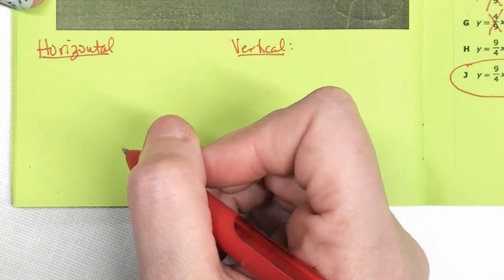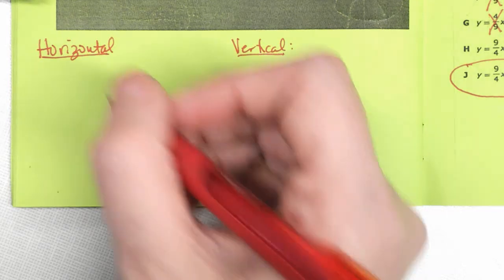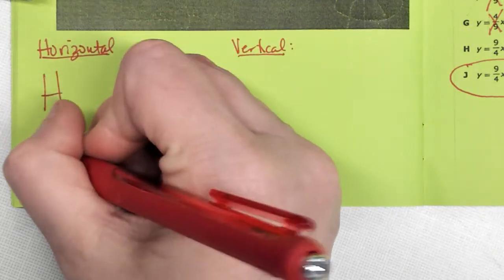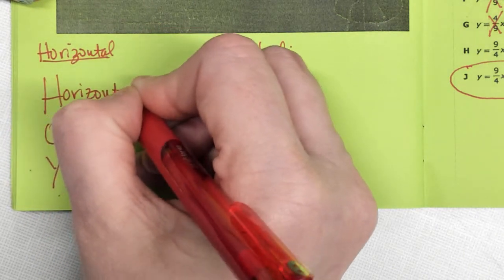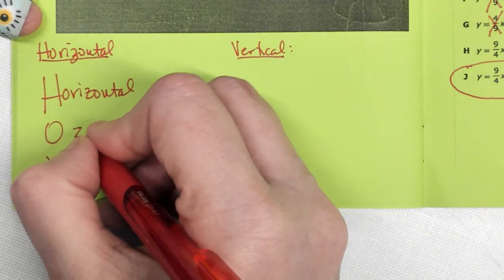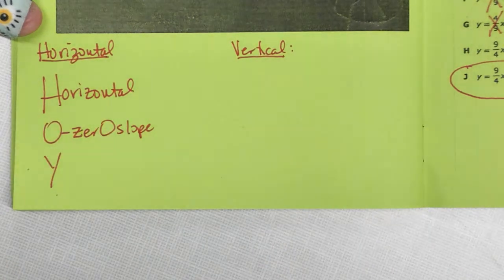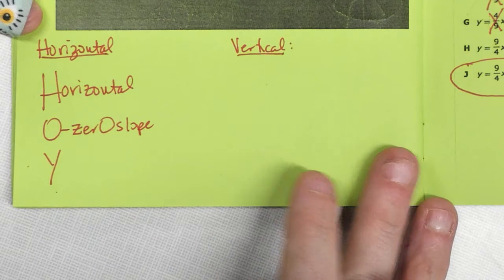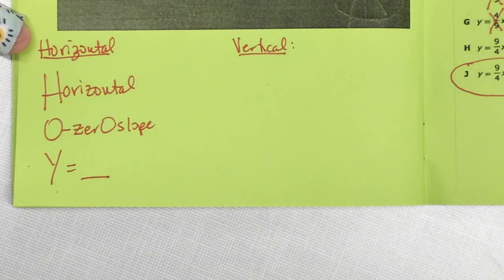Okay, what made-up word do I use? Hoi. H stands for horizontal. O stands for 0 slope, which I know it's a stretch, but go with me. And Y means I'm going to have a Y equals something equation.